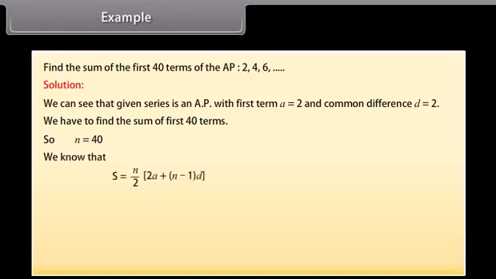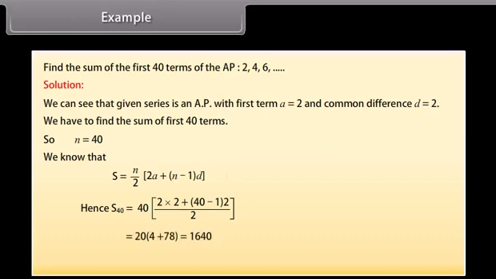We know that S is equal to n upon 2 into 2A plus n minus 1 into D. Hence, S40 is equal to 40 into 2 plus 40 minus 1 into 2, by 2, which is equal to 1640. So the sum of the first 40 terms of the AP is 1640.